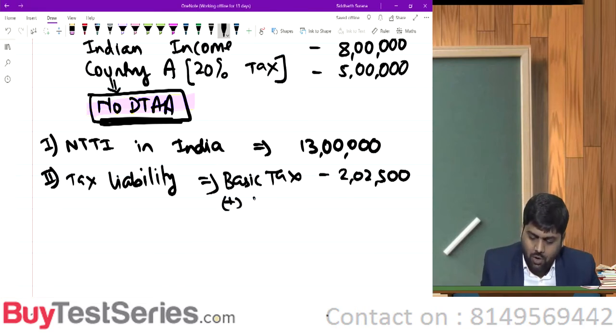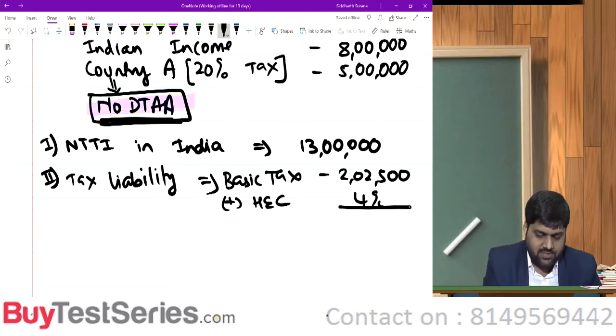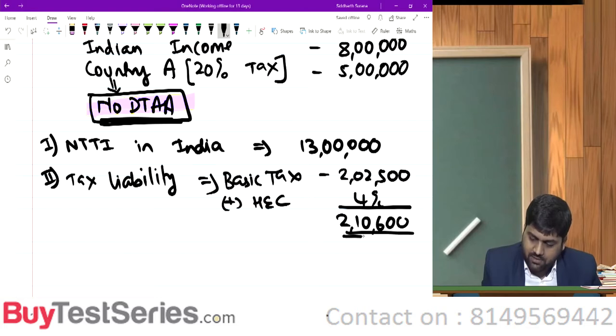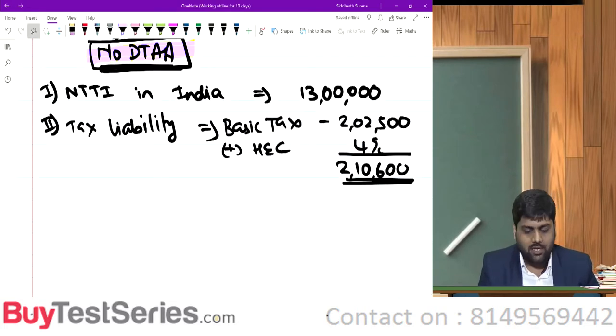Effectively, can I say all we are required to do is add health and education cess at a rate of 4% on 202,500, and after adding health and education cess at 4%, the tax liability in India that you are going to get is going to be 2,10,600. So listen to me, listen to the logic now. And this is that stage of the calculation where you have to pay maximum attention. Maximum focus, maximum attention should be on this part, because this is the only thing that I have to teach you under unilateral relief. Listen to me very, very carefully.